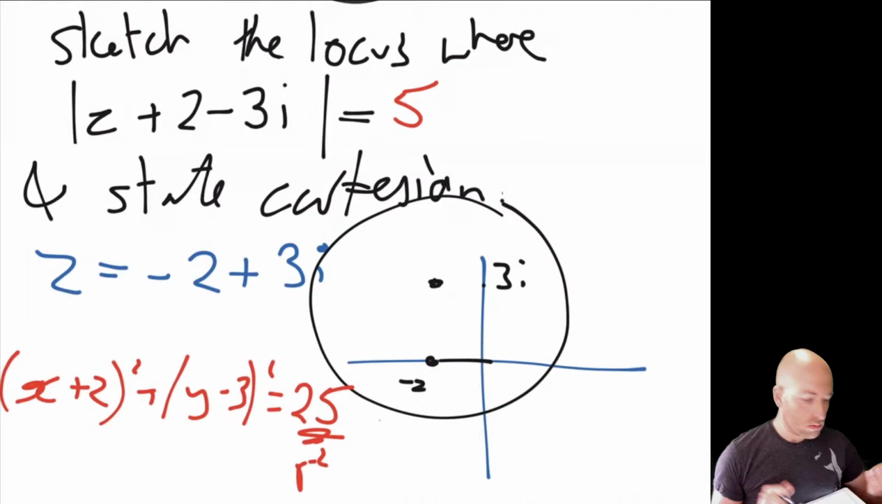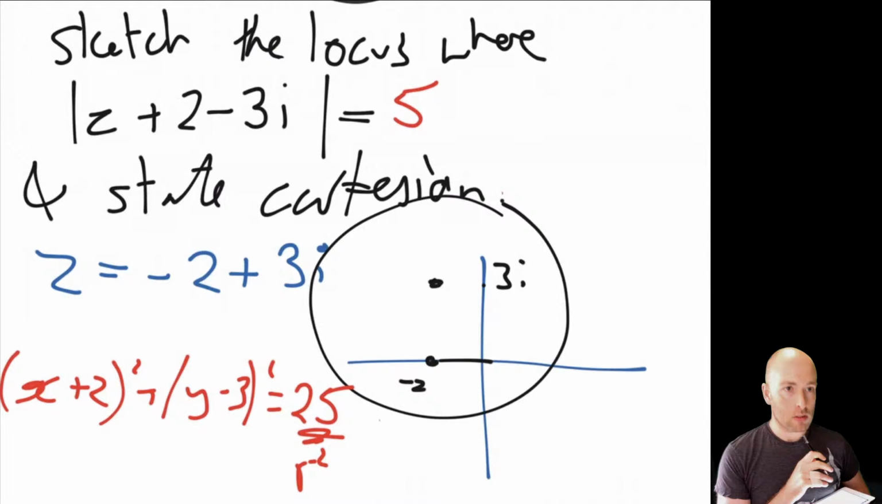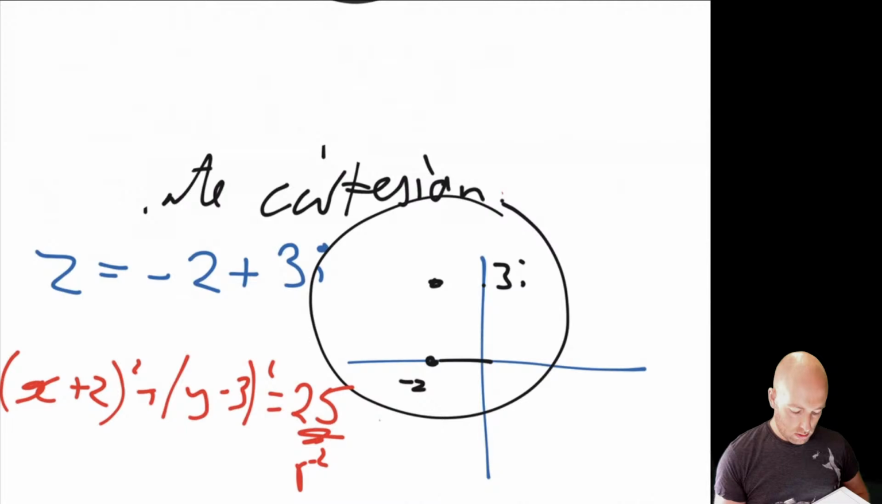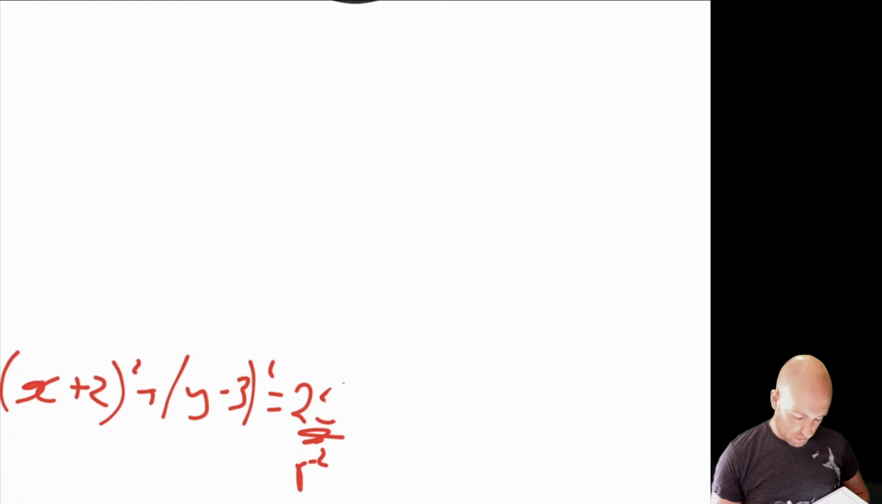We'll do one more circle before we move on to the perpendicular bisector ones. Everyone okay? Got it now. Cool. All right, next one. Yeah, these are tricky at first. It's a brand new topic and new notations.